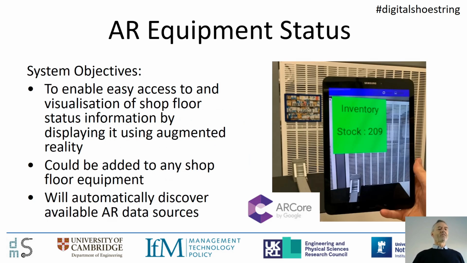Another quick, simple solution put together in 3 or 4 days was an augmented reality equipment status monitor, which would enable easy access to allow us to visualise the status of parts or equipment on the shop floor. And it could essentially be added to any piece of equipment, and in fact the system now running on a camera or a tablet with shareware software would automatically discover any available augmented reality source in the environment.